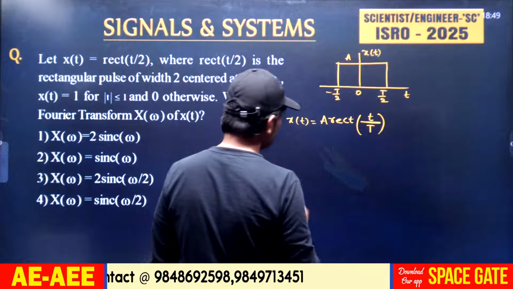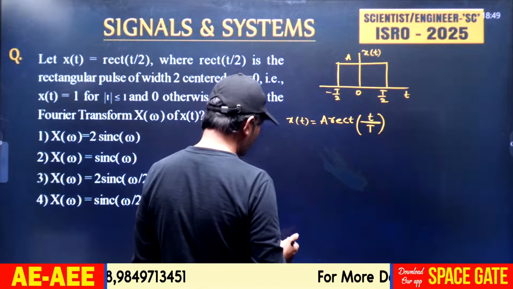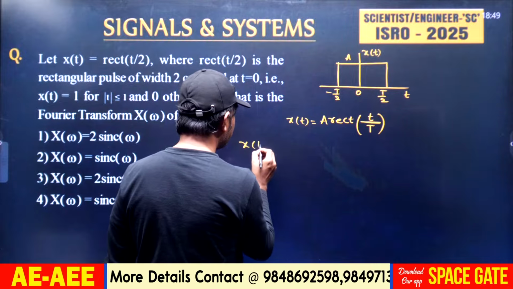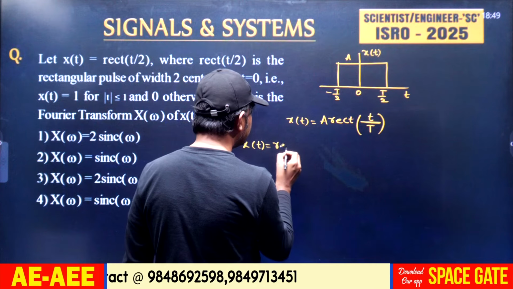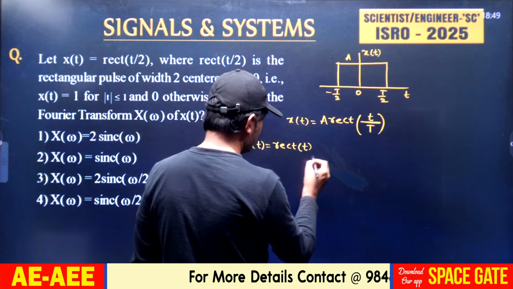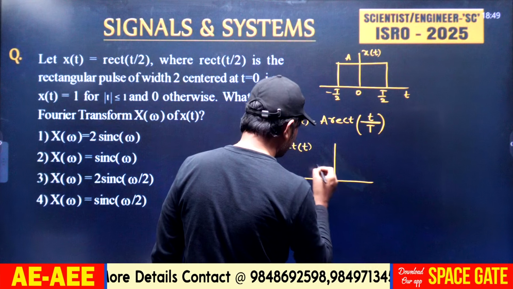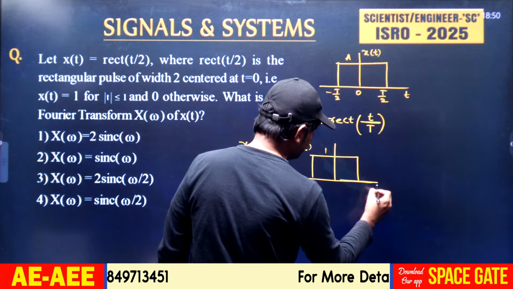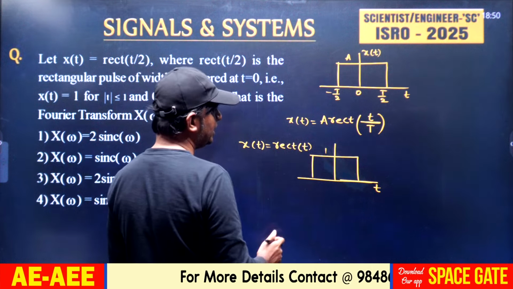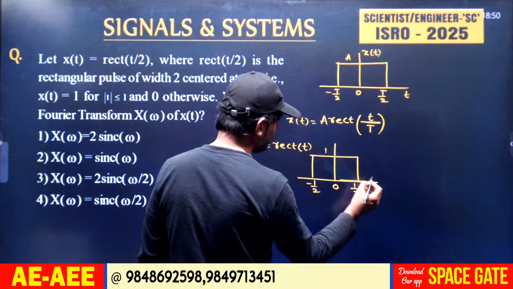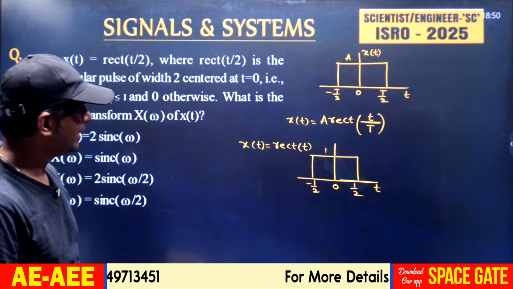Now, A rect of t by capital T. Suppose I ask you what is the shape of rect t? Rect of t means rectangular pulse. What is the amplitude? 1. Independent variable is t. And what is the overall pulse duration? 1, means from minus 1 by 2 to 1 by 2. This is rect t.